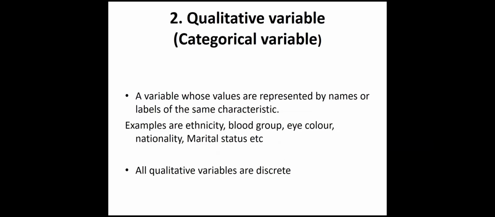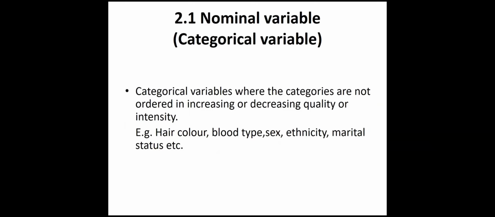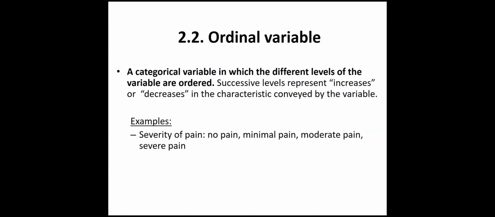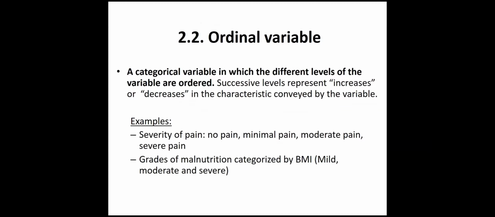There are two types of qualitative variables. One is nominal, where categories are not ordered in an increasing or decreasing order, whereas in ordinal, everything is in an order. For example, severity of pain: no pain, minimal pain, moderate pain, severe pain, grades of malnutrition, Apgar score. All these things are basically in an order. These are also categories, but they are in a certain order.